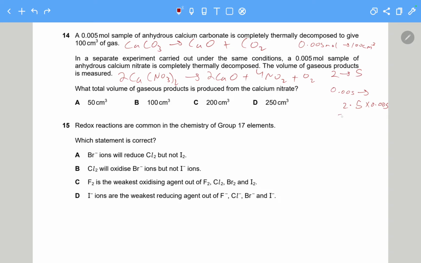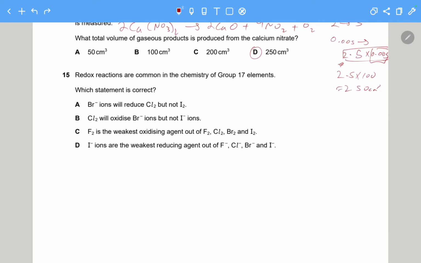So this is equal to these many moles, and we know that 0.005 moles is 100 centimeter cube, and therefore it's 2.5 times 100, because 0.005 moles will give 100 centimeter cube gas. So 2.5 times 0.005 will give 2.5 times 100 centimeter cube gas, and that's 250 centimeter cube of gas, and that's D.